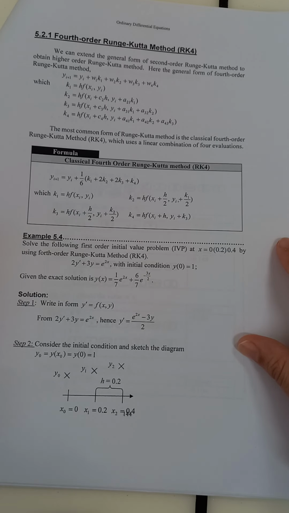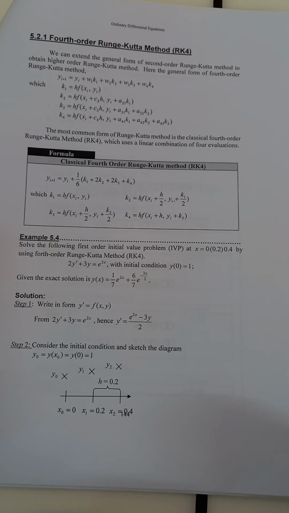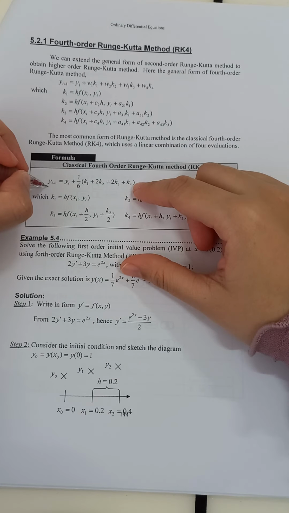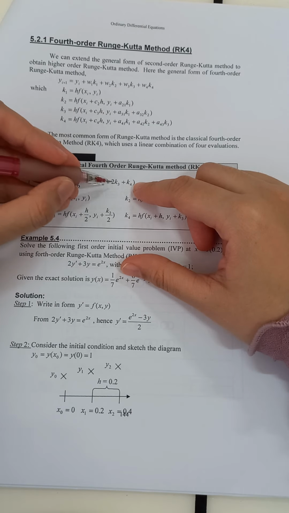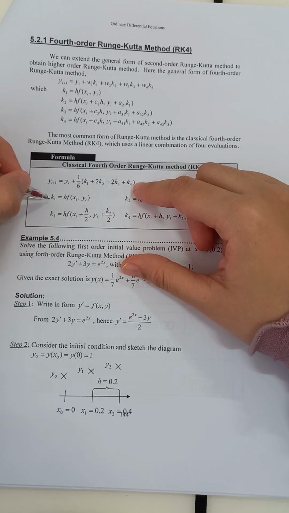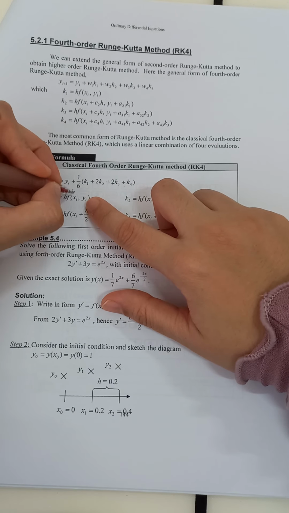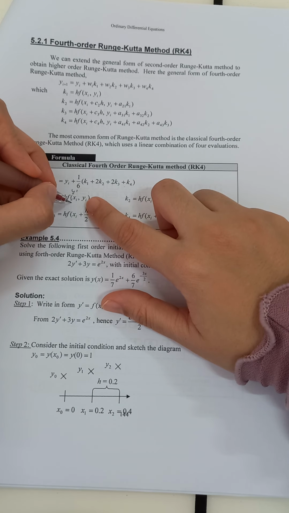Okay, now we go for the fourth order Runge-Kutta method. So this is the formula for the Runge-Kutta method, but other than yi, we need to know k1, k2, k3, k4. So starting with k1, this is the formula. So f means y prime. We need to know the y prime for the Runge-Kutta.